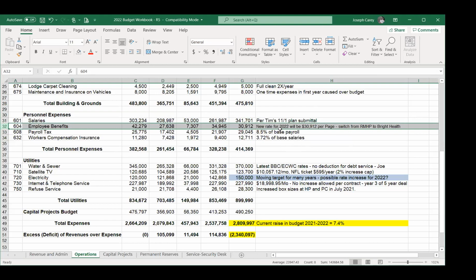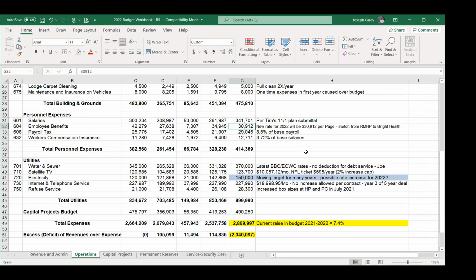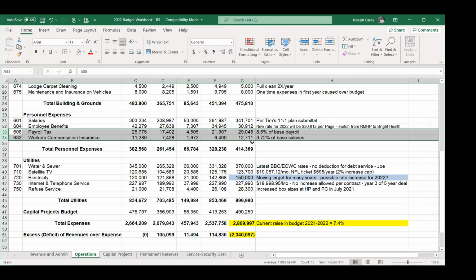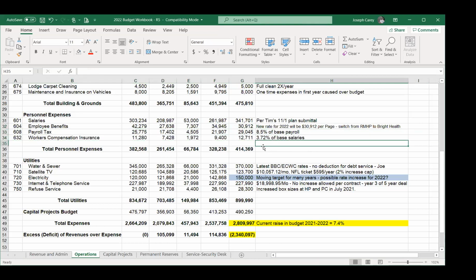Employee benefits, the new rate, I just changed it. As you can see from what we spent this year to what we're budgeting next year, again, it's a savings because of the new health plan provider that we're going to be using. Talked about that on the staff salaries on the previous page. Payroll tax and workman's comp, straight percentages, so no explanation needed there. And there's the bottom line on our maintenance salaries for the year.